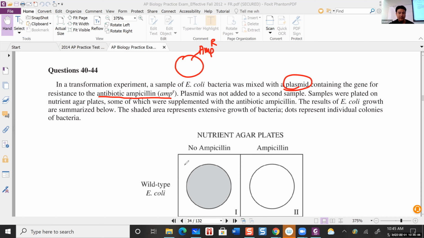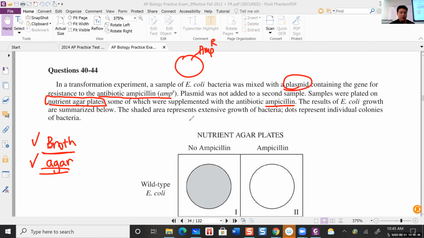So you can see the result. Okay, samples were then plated on nutrient agar. There's two types of nutrient: either a broth, which is a liquid nutrient, or an agar plate, which is a solid nutrient on the petri dish. So you can put it on an agar, which is a solid medium, or a broth, which is a soup nutrient, yeah? Both of which were supplemented with the antibiotic ampicillin. Ampicillin will kill the bacteria.